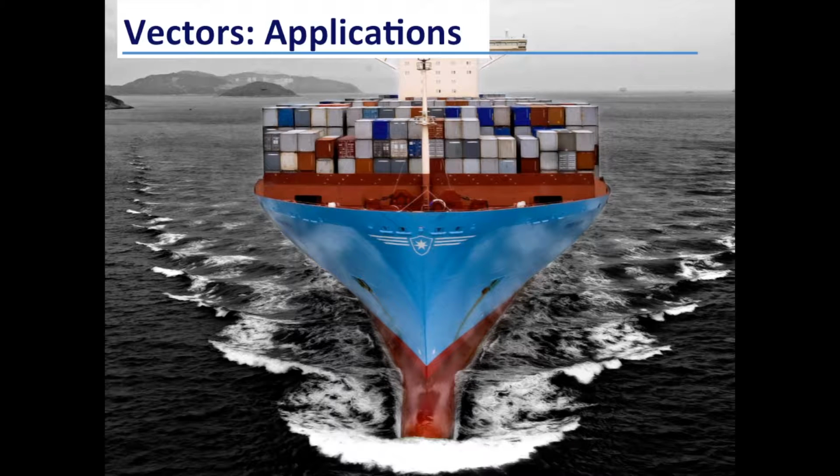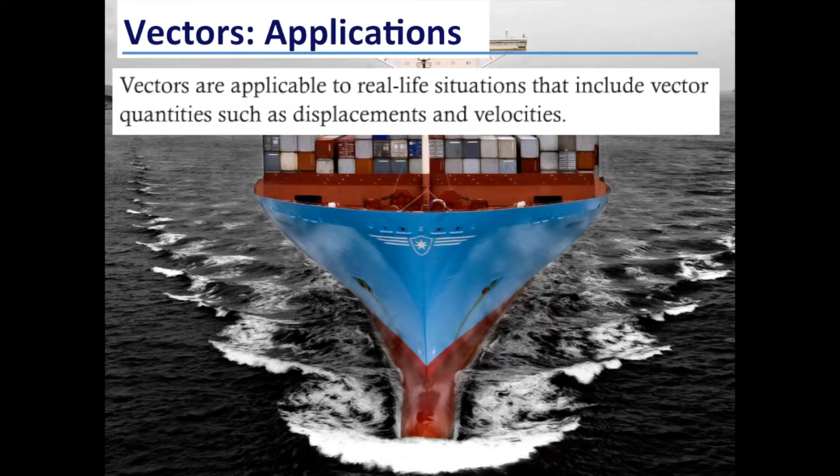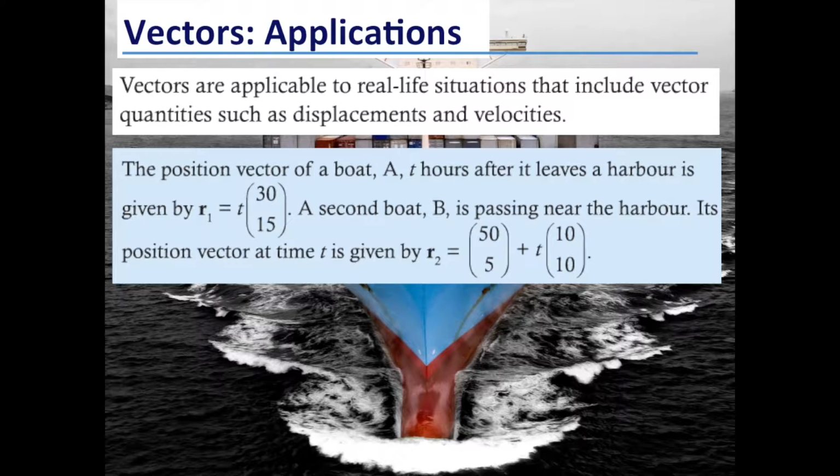We're going to have a look at an application of vectors and indeed the intersection of lines with this question here. We are given the position vector of a boat A, t hours after it leaves a harbour, and that's r1 equals t times (30, 15). A second boat B is passing near the harbour, and its position vector at time t is r2 equals (50, 5) plus t times (10, 10).